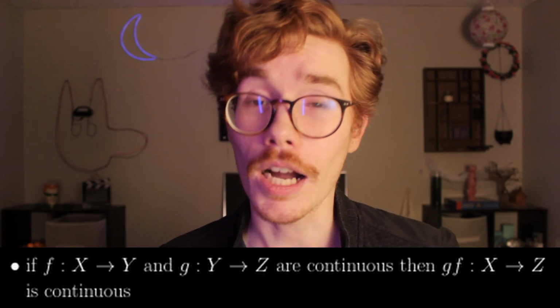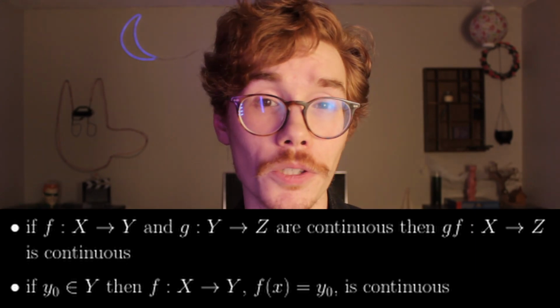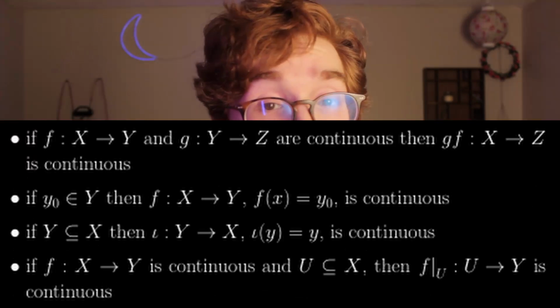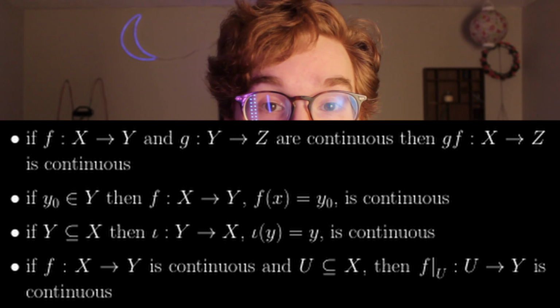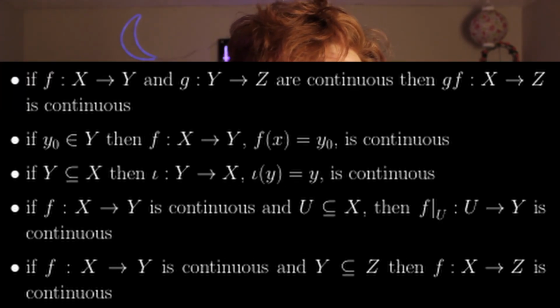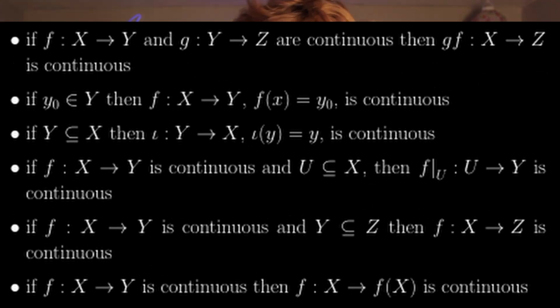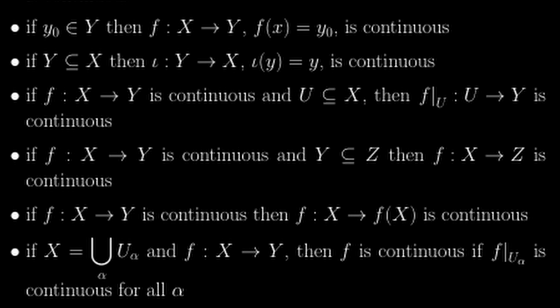So, first off, compositions of continuous functions are continuous. Also, constant functions are continuous. The inclusion of a subspace is continuous. The restriction of a continuous map to a subset of the domain is continuous. On the other hand, if I start with a continuous function and include its codomain into a larger space, then that's still continuous. But I could also take a continuous function and restrict the codomain to only the image of f, that's still continuous. And if I have a space X built out of a union of U sub alphas, then a function f from X to Y is continuous if f restricted to each of the U sub alphas is continuous. And we haven't proved anything today, so let's end on a high note.